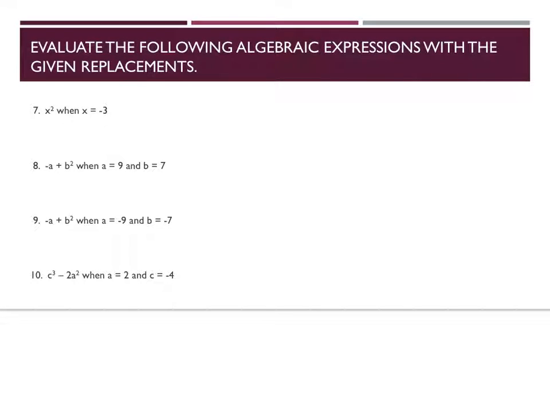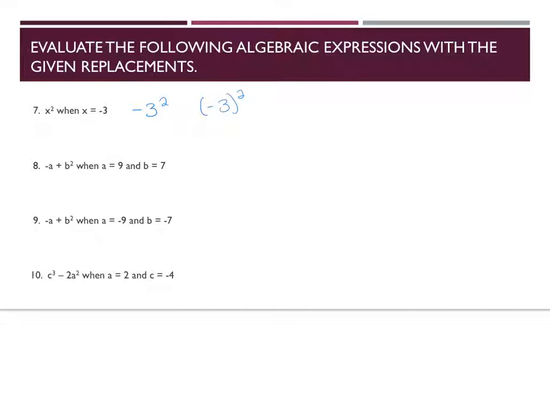In example number 7, if we want x squared and x is -3, that means we want to square not just the 3 but also the negative. If you'll recall, on your calculator, if I type in -3 with a square on it, that'll give me one answer. If I type in -3 in parentheses with a square on it, that'll give me a different answer.